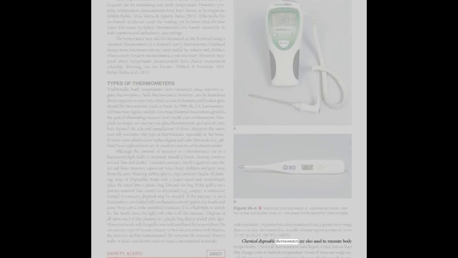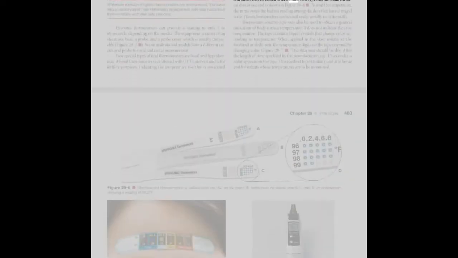Chemical disposable thermometers are also used to measure body temperatures. Chemical thermometers have liquid crystal dots or bars that change color to indicate temperature. Some of these are single-use and others may be reused several times. One type that has small chemical dots at one end is shown in Figure 29-6. To read the temperature, the nurse notes the highest reading among the dots that have changed color. These thermometers can be used orally, rectally, or in the axilla.